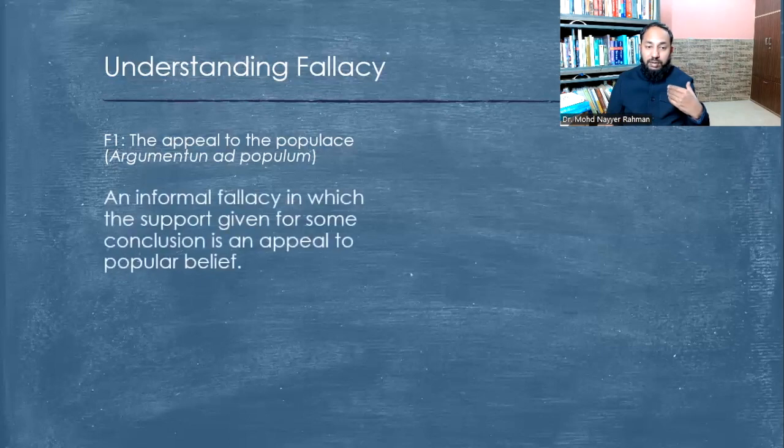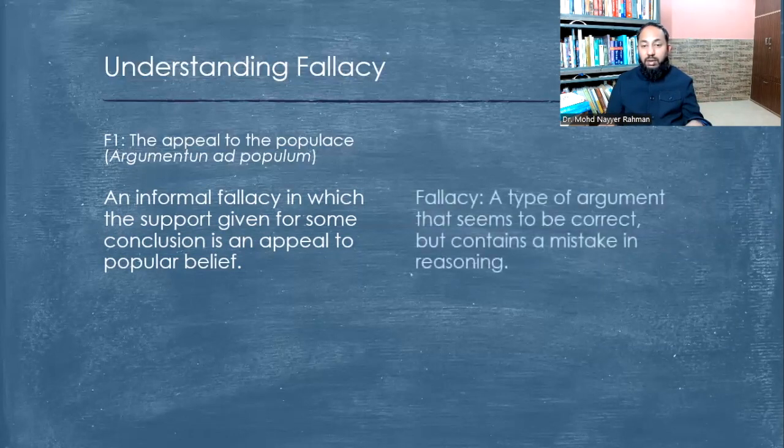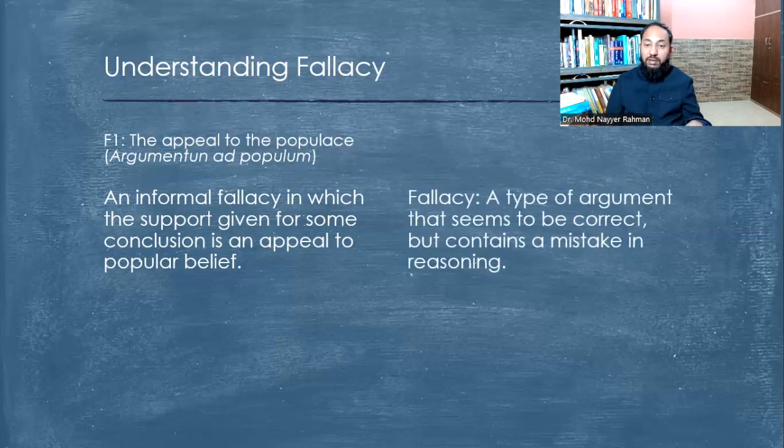So it is just an informal fallacy, in which the support given for some conclusion is an appeal to popular belief. Evidence may not be there, but belief is there, and then people start considering it as a relationship backed by evidence. So what is a fallacy? It is a type of argument that seems to be correct, but it contains a mistake in reasoning, and we are going to identify that mistake with the help of econometrics.